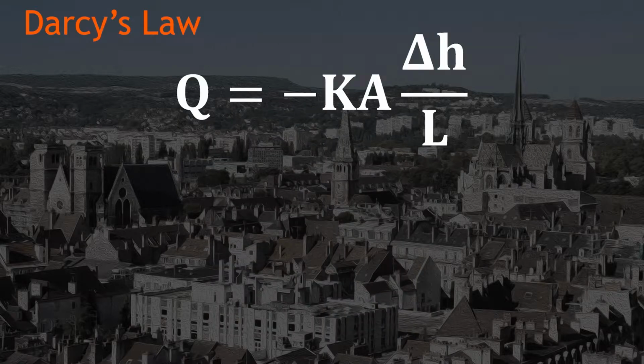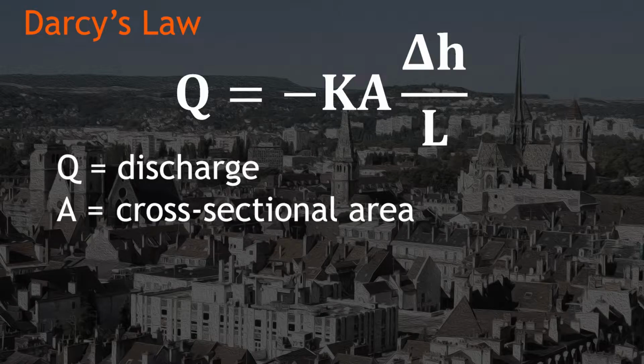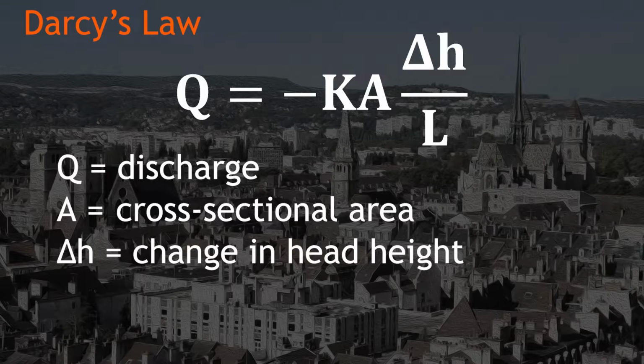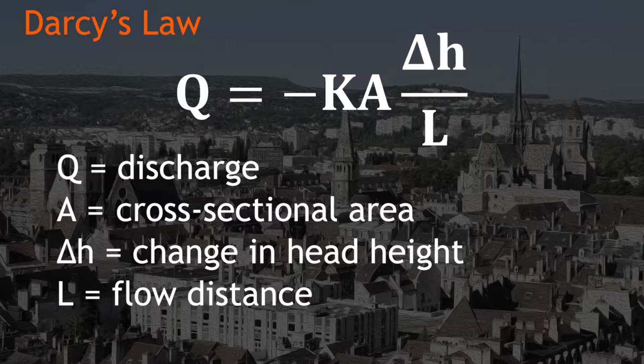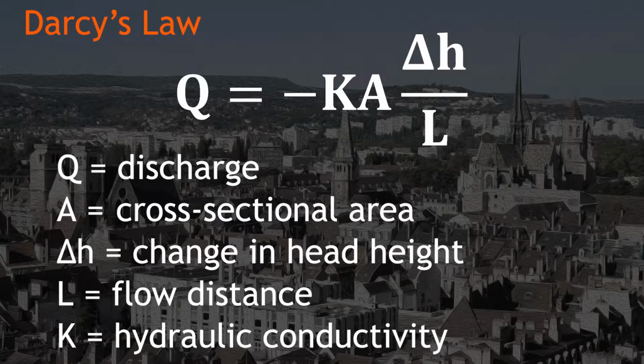Darcy's law describes the flow of a fluid through a porous medium as a linear relationship. The flow rate, or discharge of a fluid Q, is the product of the following: the cross-sectional area of the pipe or aquifer, A, the hydraulic gradient, which is the change in hydraulic head height, delta H, over the flow distance, L, and the hydraulic conductivity of the media, K, which defines its ability to transmit the fluid.